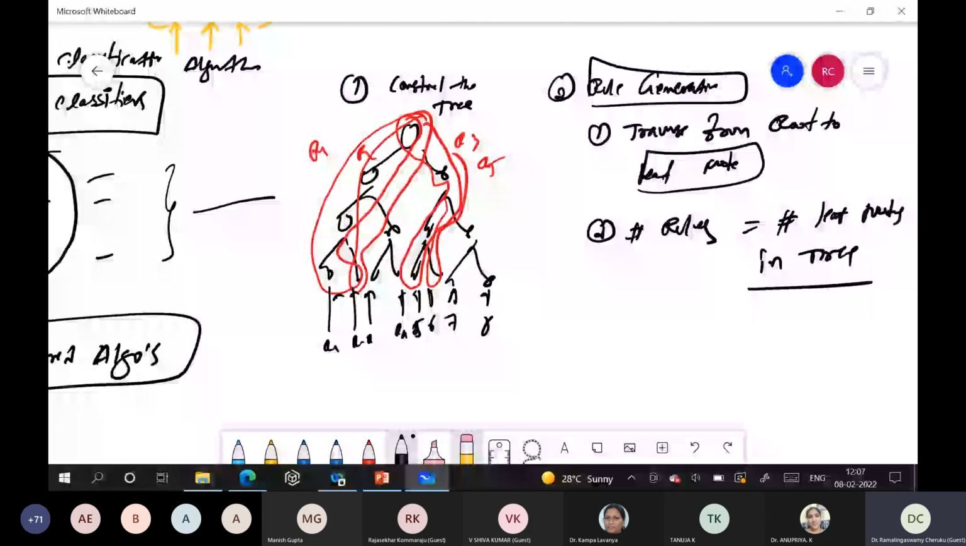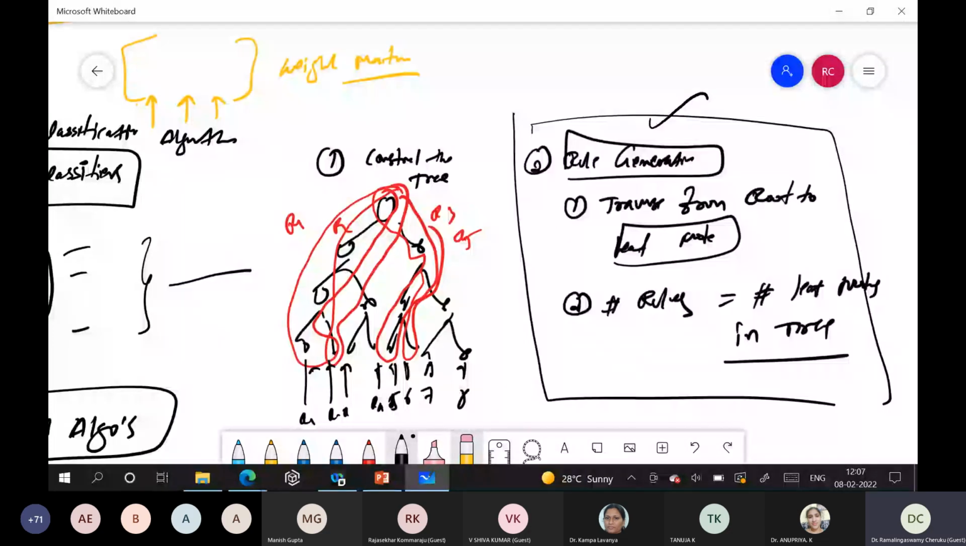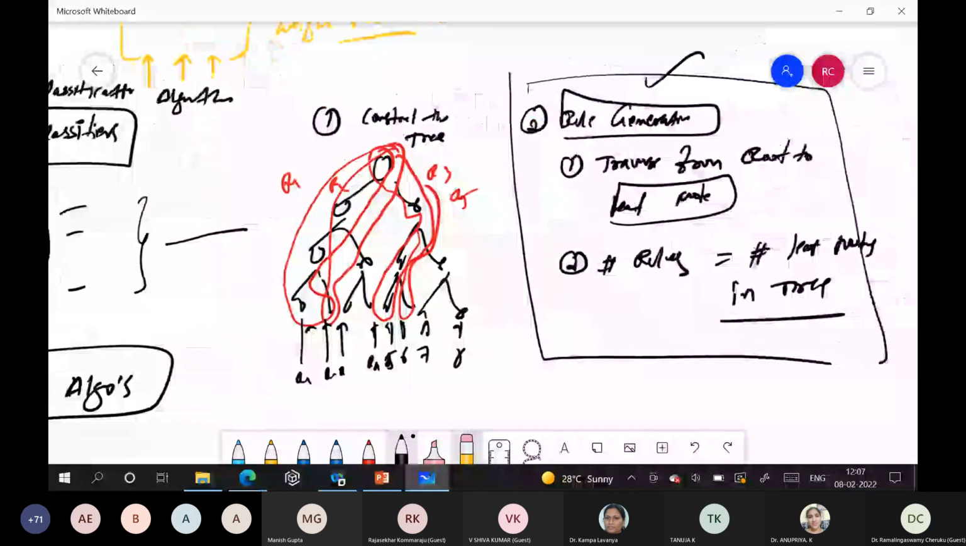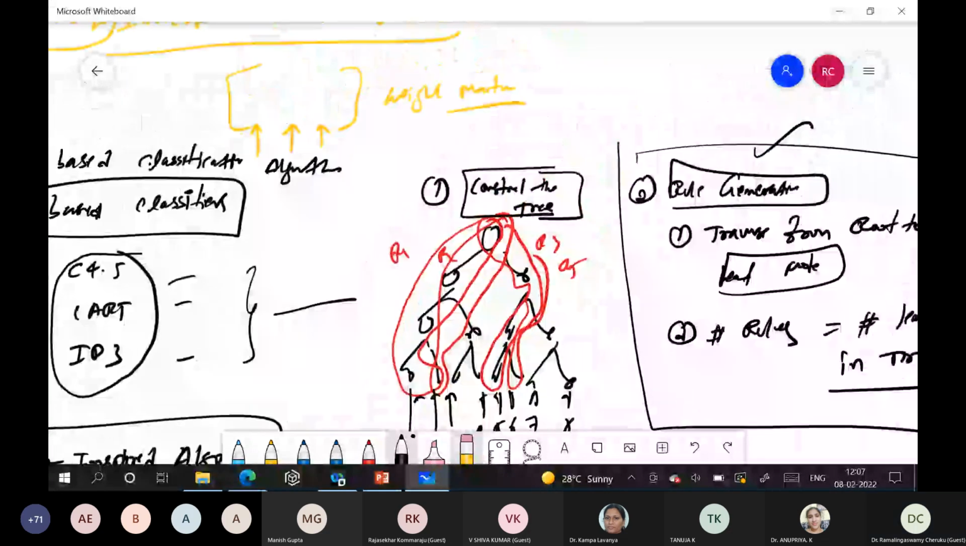Right. This is, at a high level, how rules are generated. First you have to construct the tree, and then you traverse this tree from the root to the leaf to generate the rule. So this is the rule generation process. It's common. The only thing where each algorithm can differ is the way of constructing this tree.